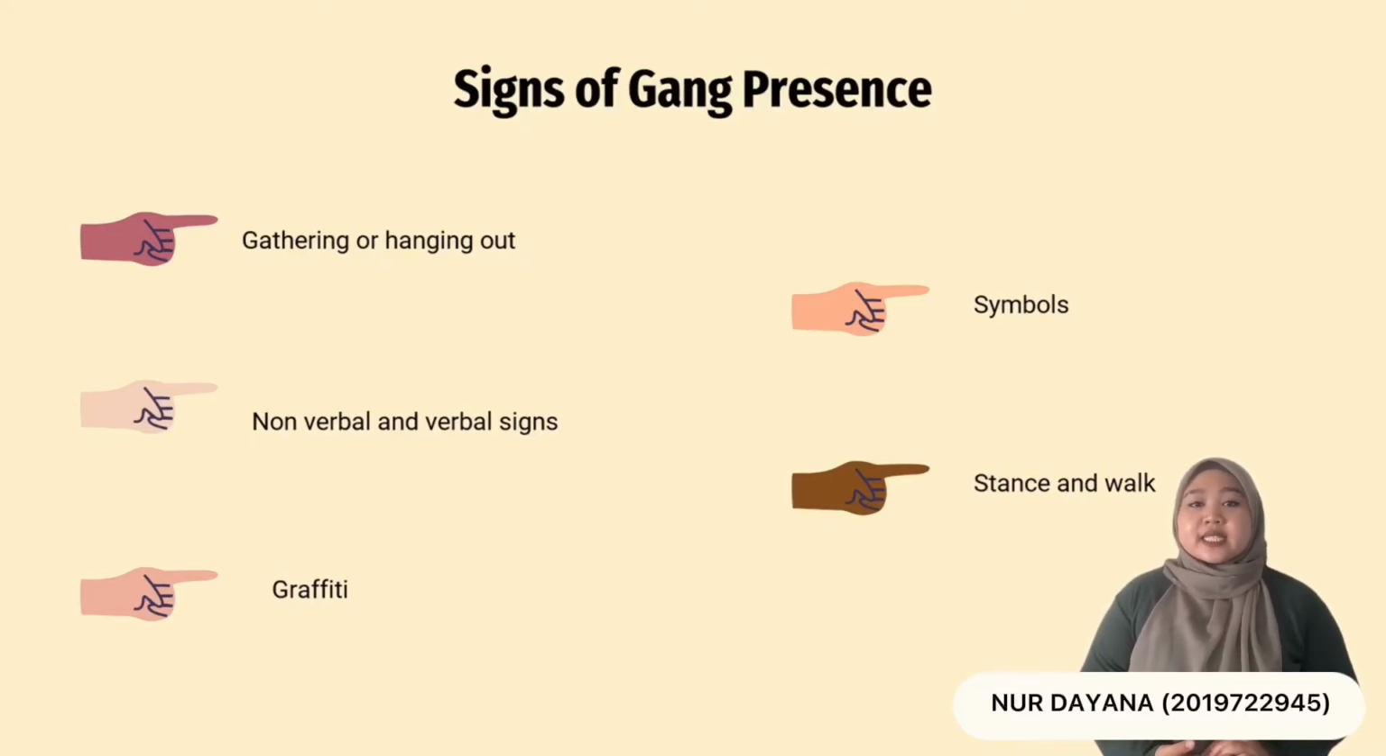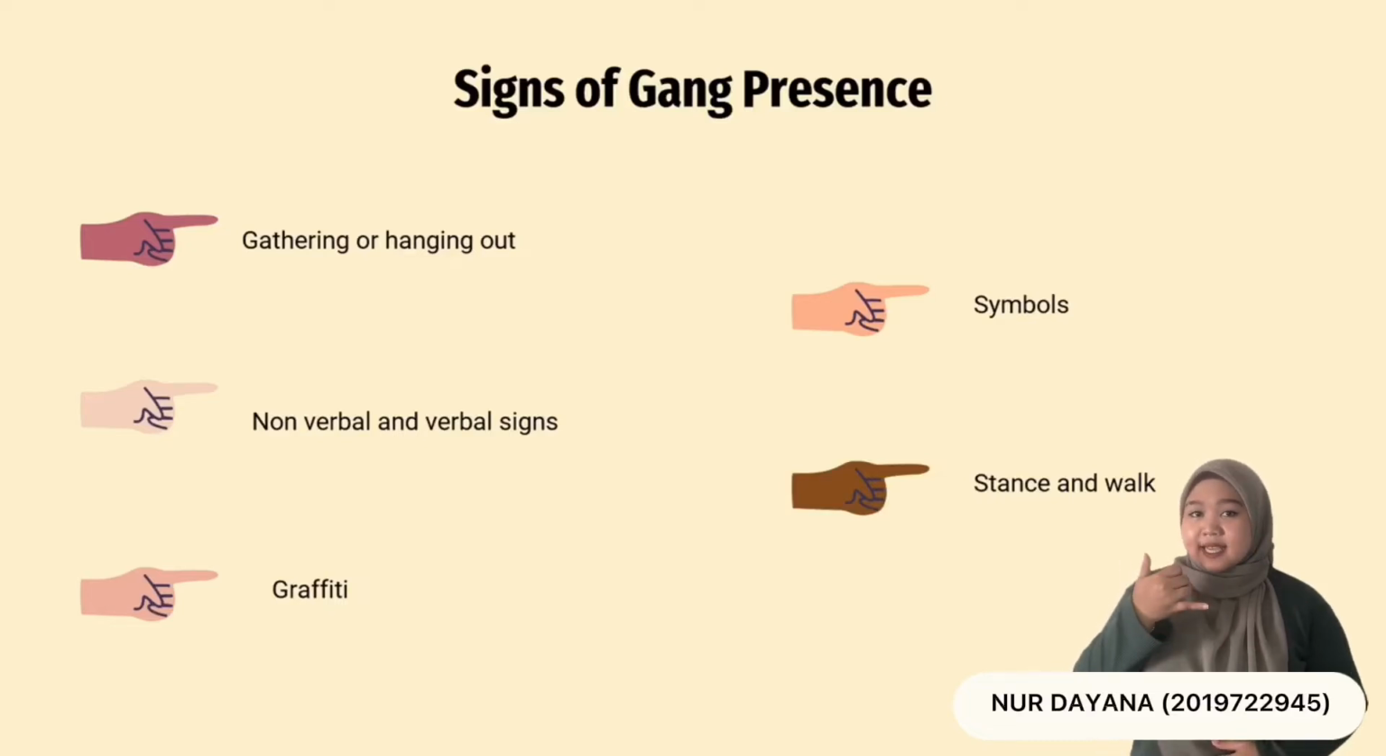The first one is gathering or hangout. Members of a gang might establish a territory. Other students will avoid these locations after they have been claimed. Next, they will use non-verbal and verbal signs. Gang members frequently use unique signaling and communication methods to communicate with one another. To give a signal, for example, they use hand signs.